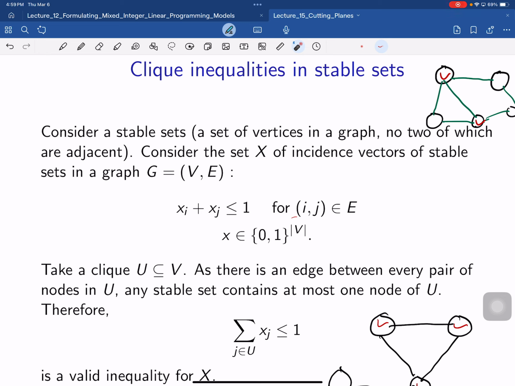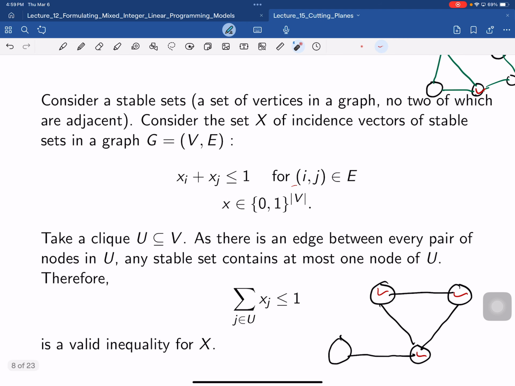Now, the clique inequalities. If U is a clique of V, then by definition, a clique means there exists an edge between any pair of nodes in U. So then we have this inequality that is valid: the summation of all the nodes in the clique has to be less than or equal to 1. Okay, why is that the case?